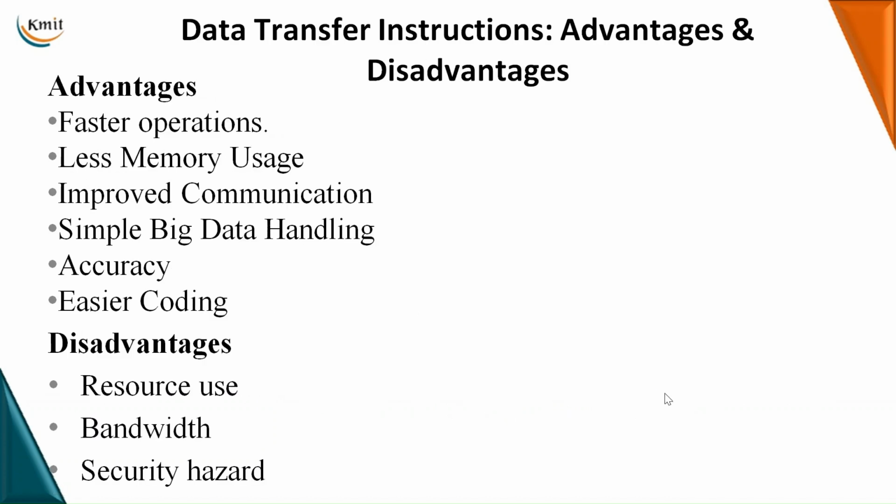Coming to the advantages and disadvantages of data transfer instructions. Advantages: we can perform operations very fast using data transfer instructions, and the memory usage is also very low for these instructions. Communication can be improved very well because they are simple instructions and they execute fast. You can handle large amounts of data in a simple manner using data transfer instructions, and they are more accurate, and coding is also very easy.